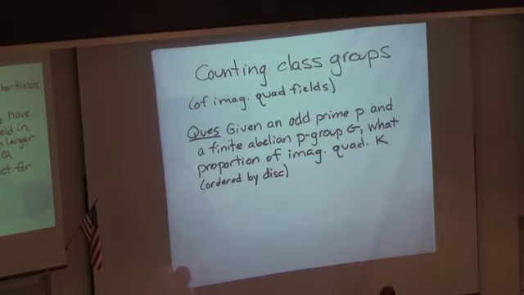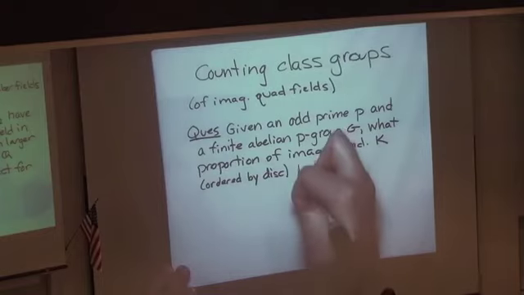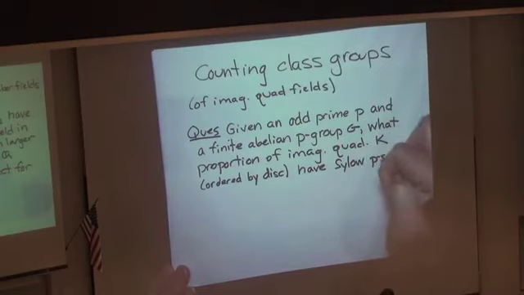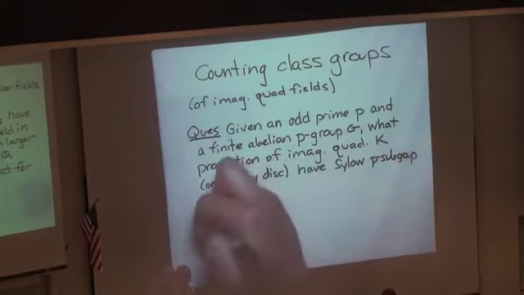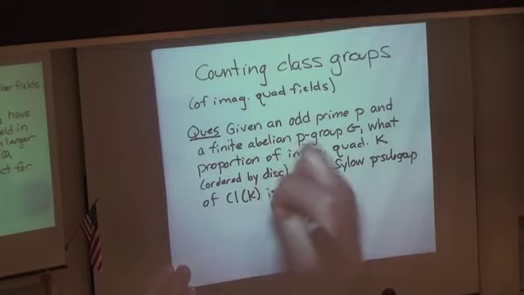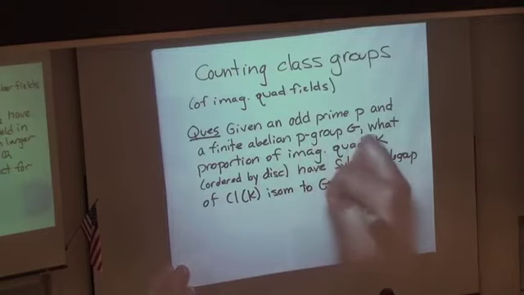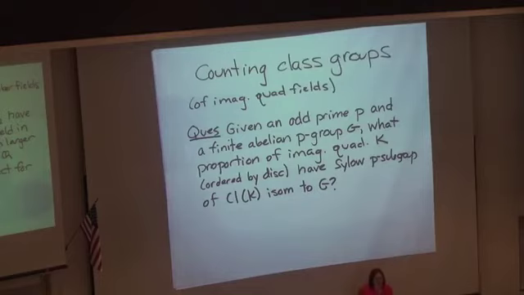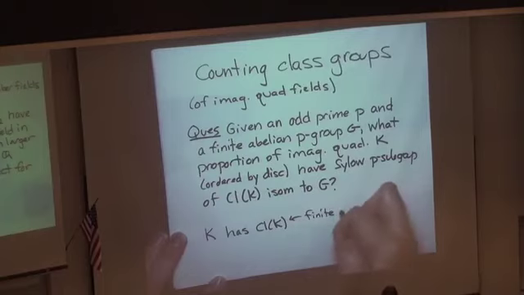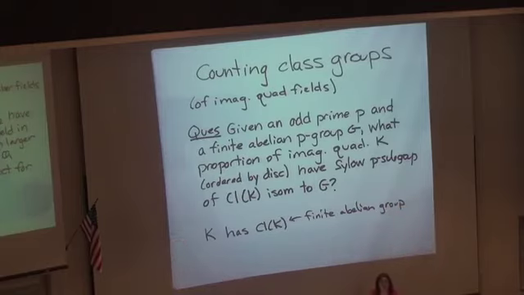So what proportion of imaginary quadratic K have the P-subgroup of the class group of K isomorphic to G? Okay, so I've got an imaginary quadratic field K. It has some class group, which we know is a finite abelian group, which we often describe as measuring the failure of unique factorization in the ring of integers.